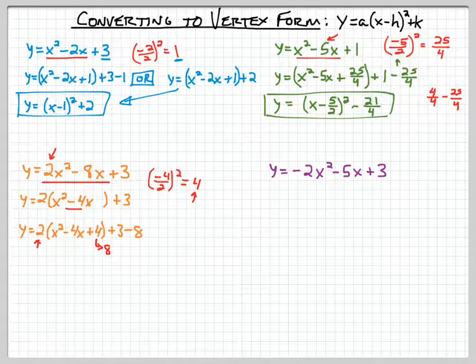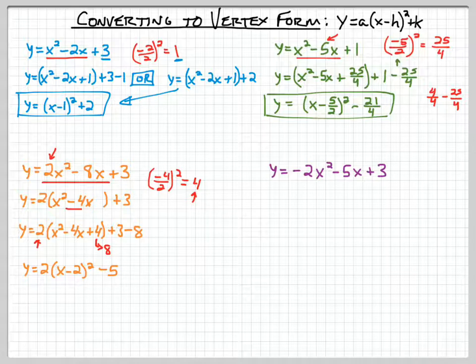This is a tricky thing. This is where a lot of people get tripped up with this. So make sure you're considering that if you're adding it inside the parentheses. So then we can just simplify 2 times x minus 2 squared, and then simplify the 3 and negative 8, and we get our negative 5.